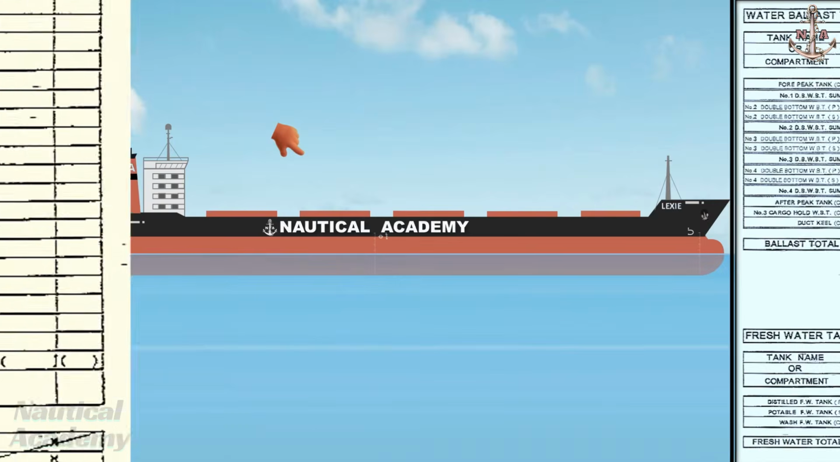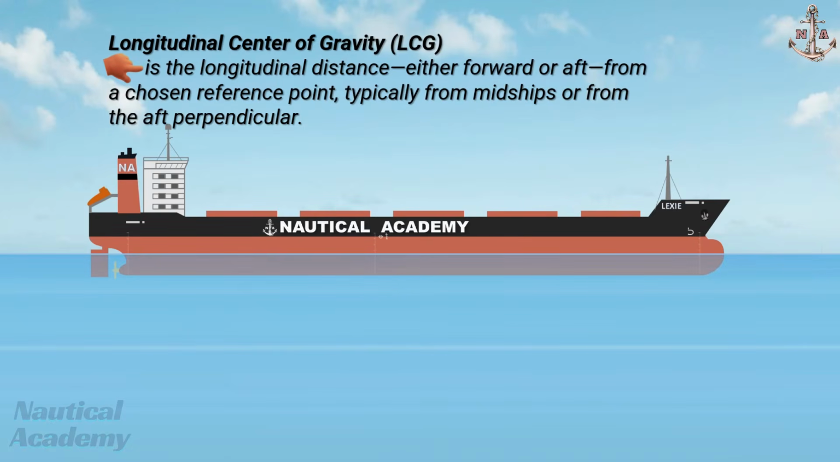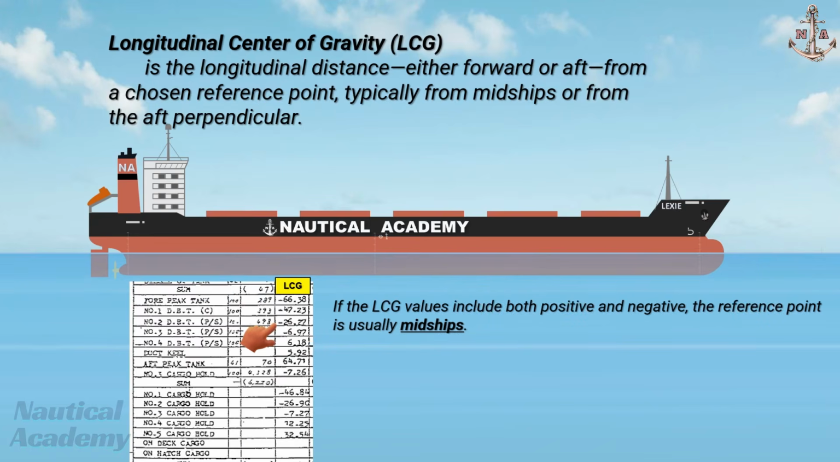As I mentioned earlier in this video, the LCG is the longitudinal distance, either forward or aft, from a chosen reference point, typically from midships, or from the aft perpendicular. If the LCG values include both positive and negative, the reference point is usually midships. If it is noted by this acronym, meaning forward of aft perpendicular, the reference point is the aft perpendicular. In this case, since the LCG values include both positive and negative, the reference is midships.